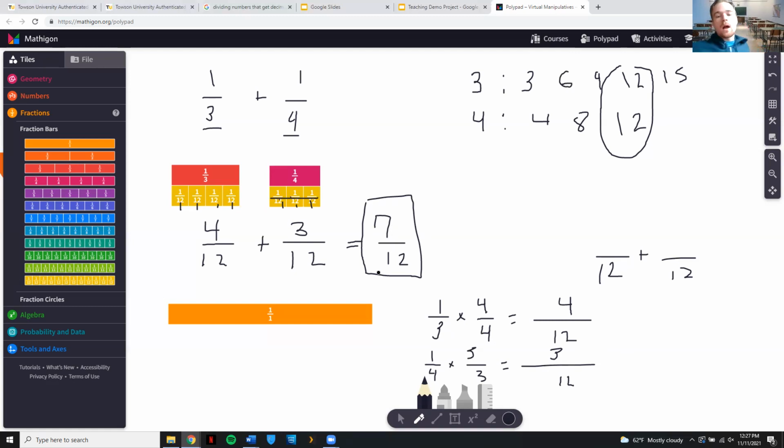Okay, so now we're going to move into our whiteboard practice. I'm going to present you with a problem, and you can use your manipulatives or multiplication or however you want to show your work. And so here we go.